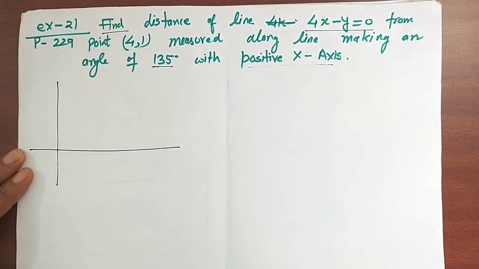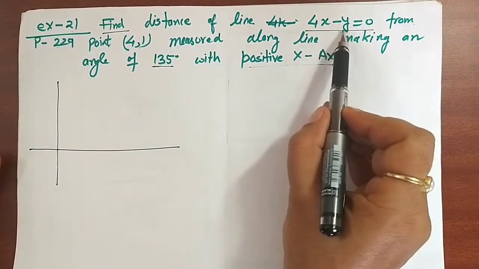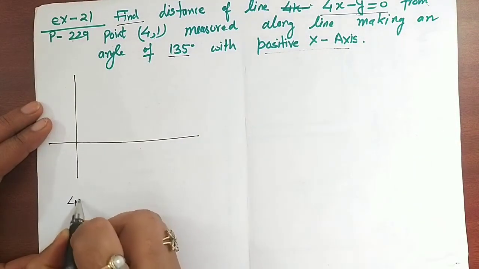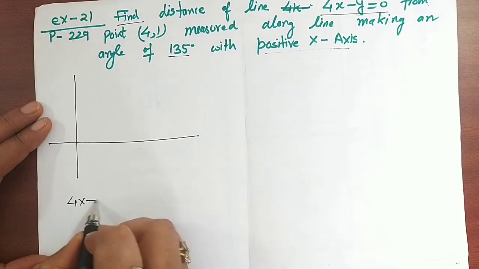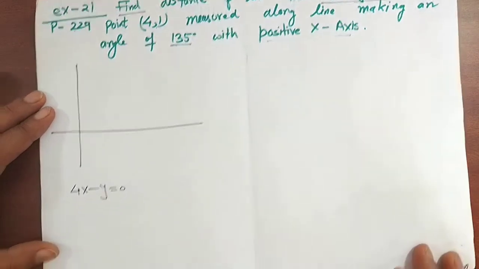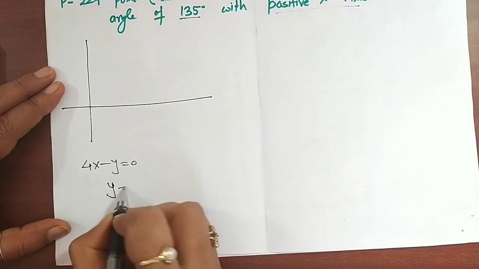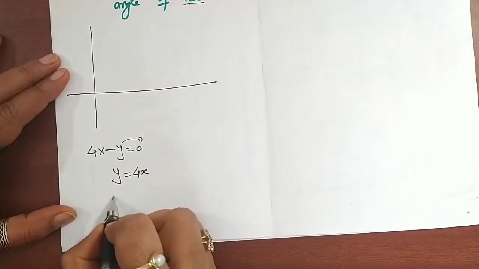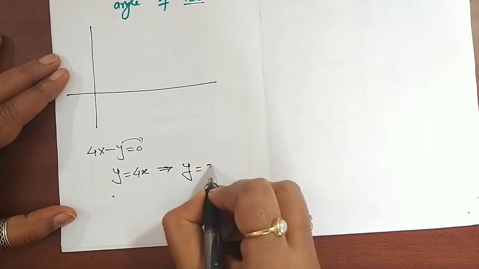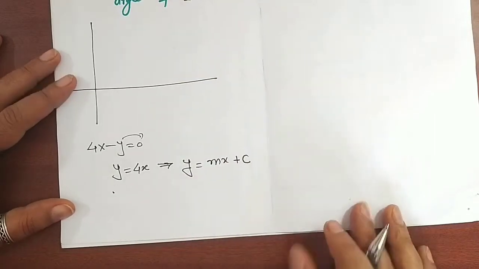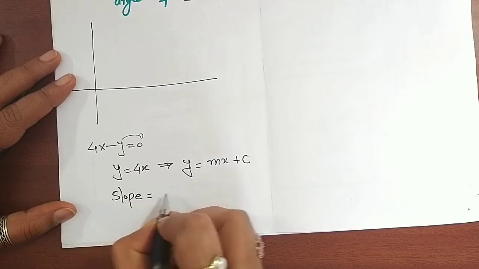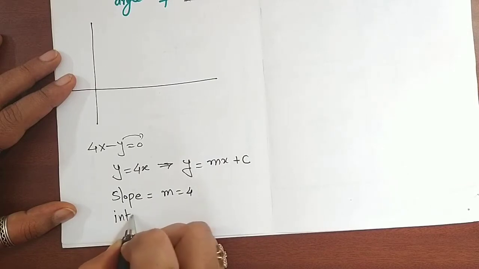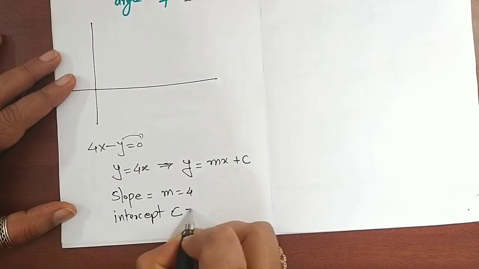So what they're actually saying is there is a line 4x minus y equals 0. So how will this line look? Can you tell me? 4x minus y is 0. So if I want to plot it, can I write y is equal to 4x? I'm just taking it to the other side. y is equal to 4x. If I compare it with y is equal to mx plus c, you can see the slope m is 4. And what is the c part, the intercept part? You see, intercept c is 0.